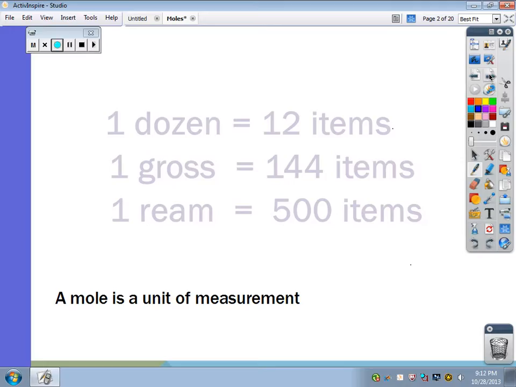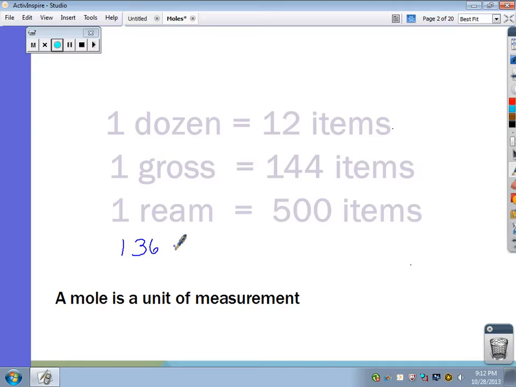So if you look, here I have 1 dozen. That's a number that you're very comfortable with. So let's do a problem. Let's say I have 136 donuts, and I'm going to misspell donuts, okay, because the items in this case are donuts. And I want to know how many dozen that is.